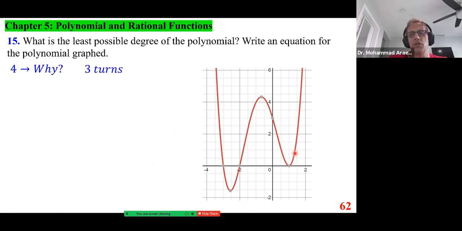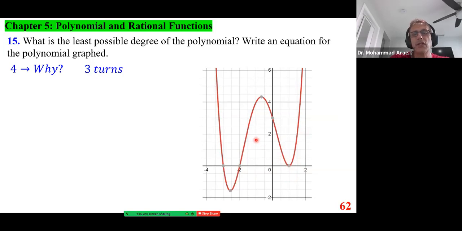We want to write the equation. Well, we write, okay, this one, and this one. So this one happens at negative 3, everybody. So this is x plus 3. This is x plus 2. This is x minus 1. Now this one is to the second power because it doesn't cross.